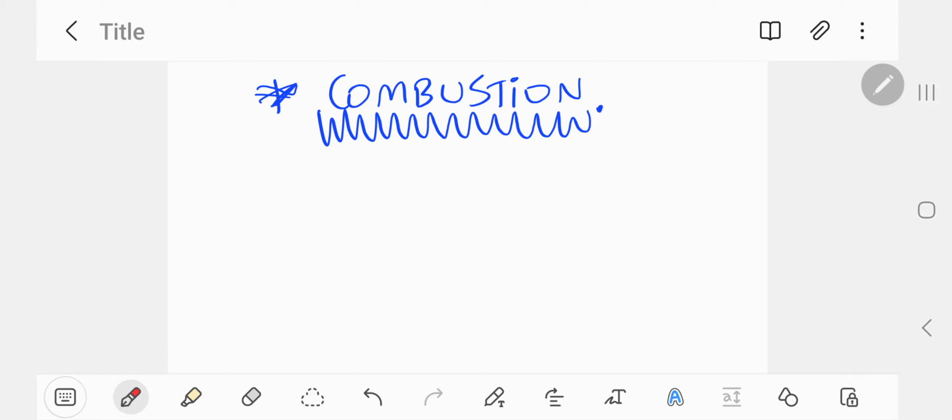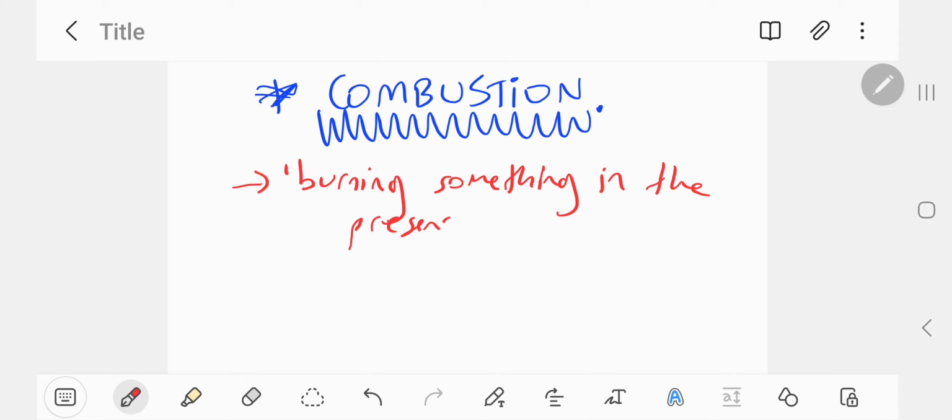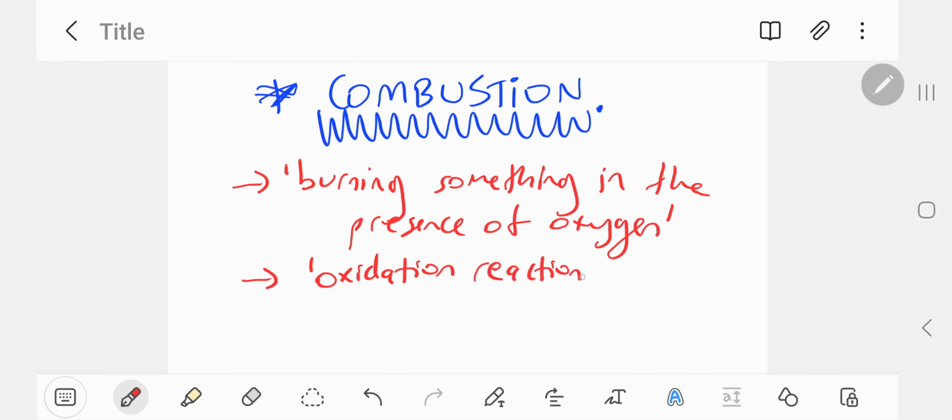So combustion is another way of saying burning something in the presence of oxygen. Okay, it's another way of saying that. It's also known as an oxidation reaction. This is scientific lingo, chemistry lingo. Okay, ox to do with oxygen. So it's a reaction which involves oxygen. That's what oxidation reaction means.